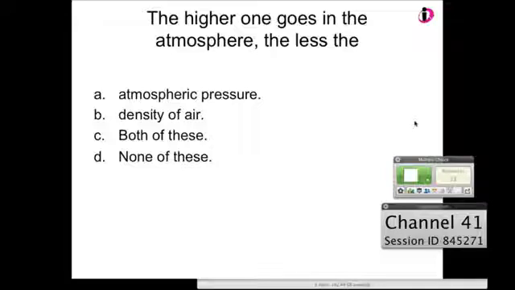Well, here's the first one. If you go higher up in the atmosphere, what's changing?